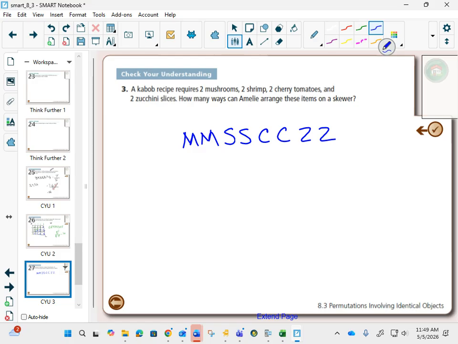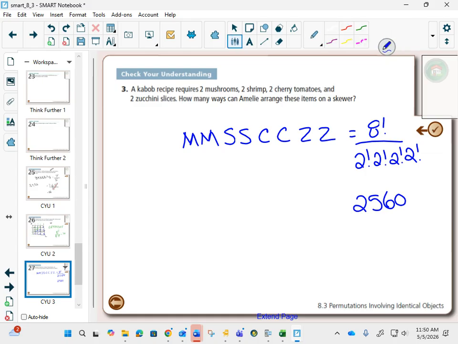Now, normally, if she went with 8 different vegetables, it would be 8 factorial, right? But because we have identical objects of the M's and identical objects of the S's and identical objects of the C's and identical objects of the Z's, we have to divide by 2 factorial, 2 factorial, 2 factorial, 2 factorial. Quick mental math, 2,560. I think that is. I get 2. No, 2,000.